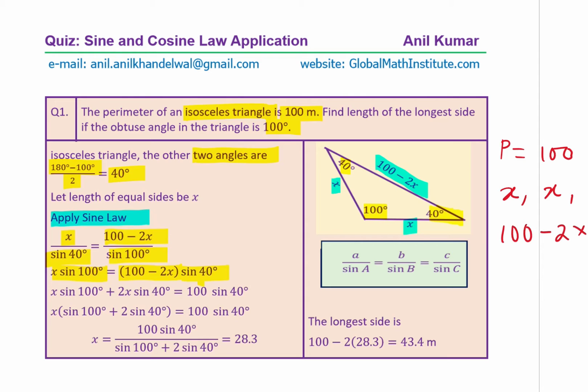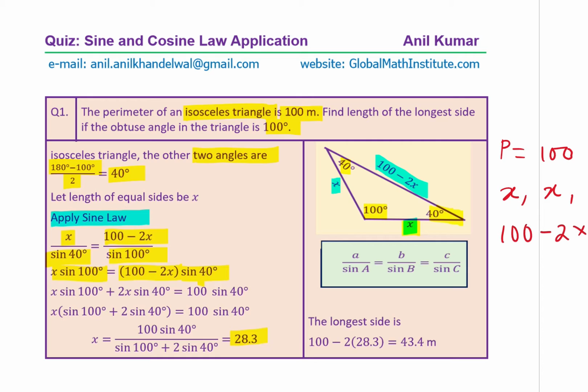So bringing the x terms to the left side to solve this equation, we get x sine 100 plus 2x sine 40 equals 100 sine 40. So that is a constant, correct? You can take x common and then divide all this term. Divide 100 sine 40 by all this term to get the answer, right? So you get your answer as 28.3 in this particular case. So that is how we could get the value of x.